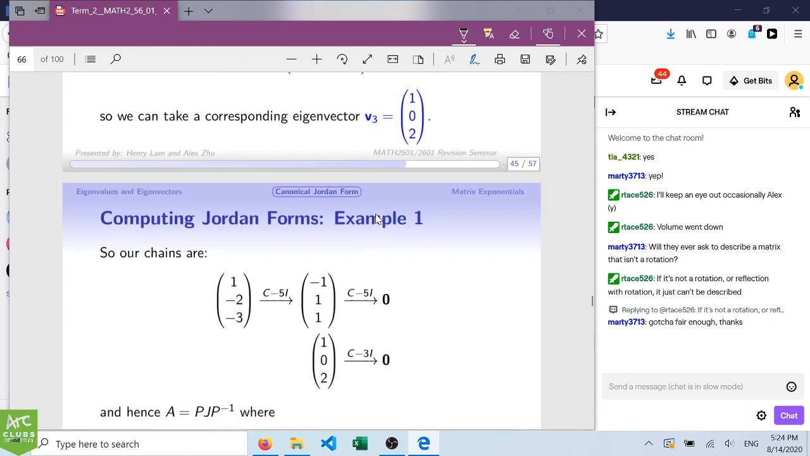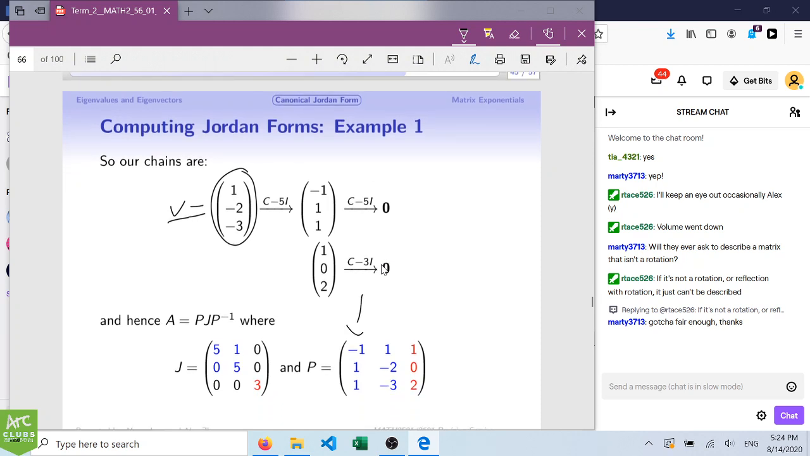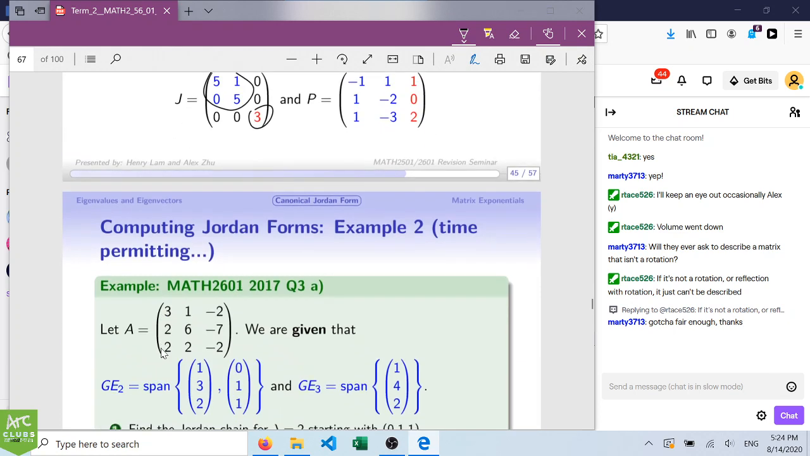Finally, we just need to put everything back together. So we see how our Jordan chain has, we start off with the first Jordan chain, 1, minus 2, minus 3, and then minus 1, 1. So now we just need to put it in reverse, like this, and then put the Jordan block in the corresponding position, 5, 0, 1, 5, and then do the same for the next Jordan block, which is a single value 3. And that gives me our P matrix, which is the set of generalized eigenvectors, and J, which is the Jordan matrix.